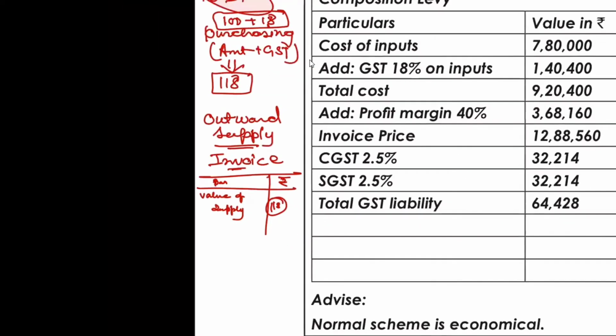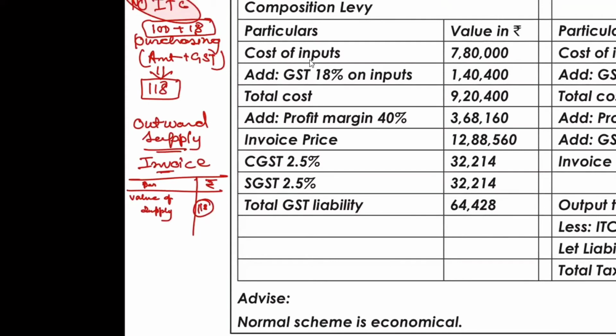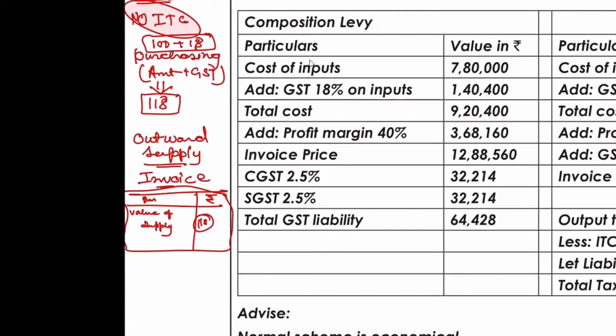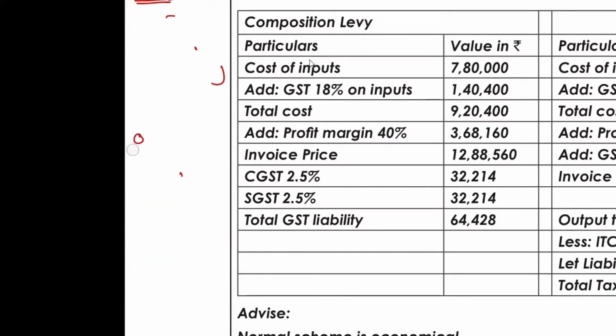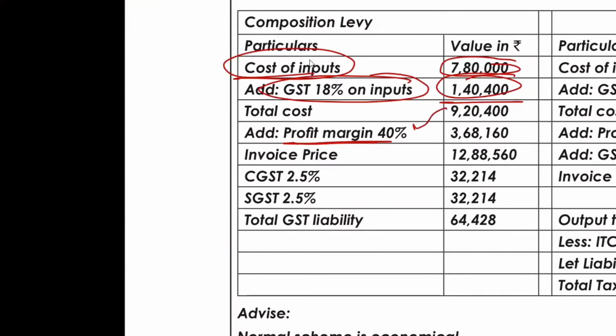So what is done in the outward supply, I take the tax paid and the cost as my price, because I have to sell it. Otherwise, how will I recover the tax that I paid? It is recovered by adding it into the value, correct. So as a composition dealer, I'll take the cost of inputs, add 18% GST, so this will be my total cost, and I'll add 40% margin because it is said in the example. So 40% of this amount is 3,86,000, so my invoice price will be this amount, correct.